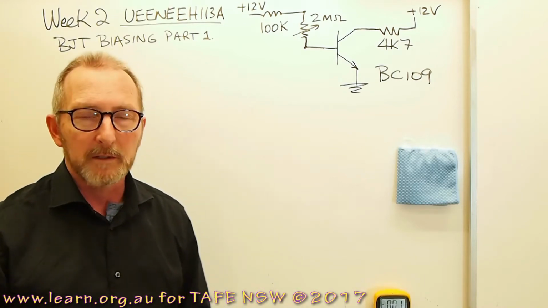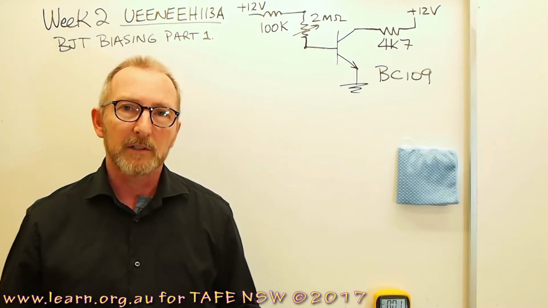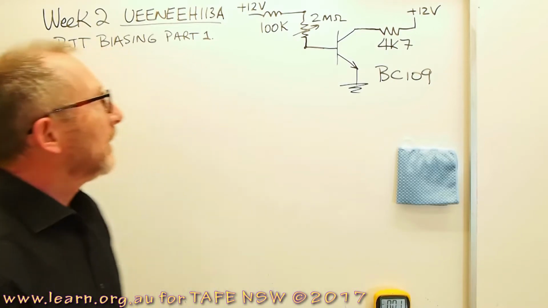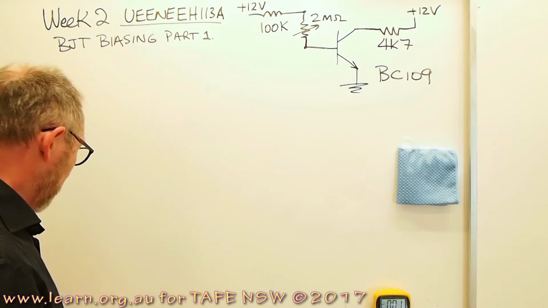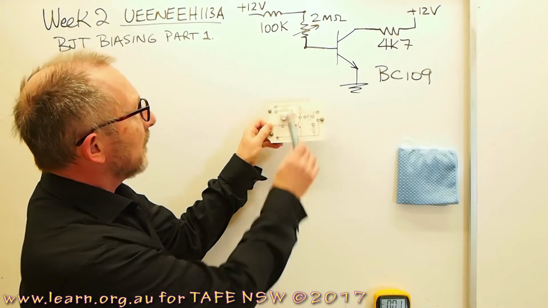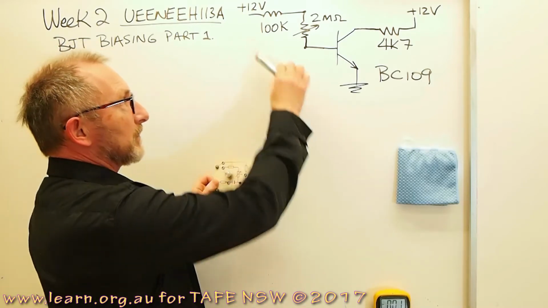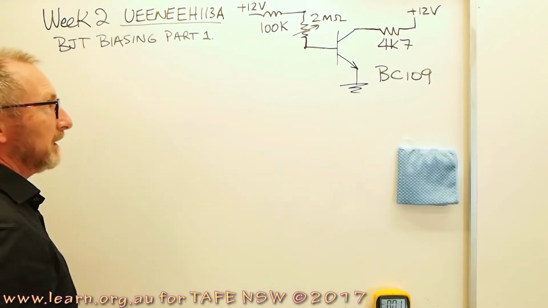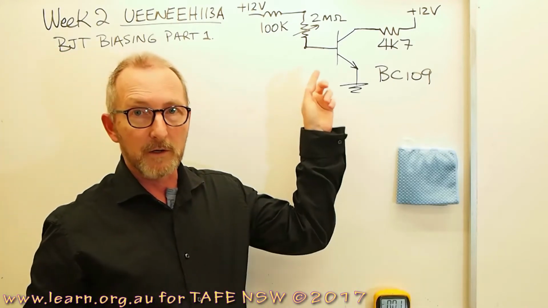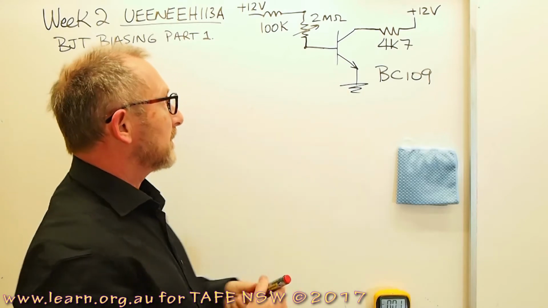And today we'll be talking about BJTs and biasing methods used with those BJTs. So we have a small panel that we'll be using later on in the practical session, and I've drawn already the circuit of that panel up on the whiteboard here. The panel uses a BC109 NPN silicon transistor.